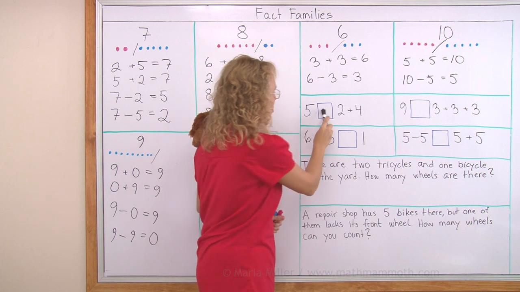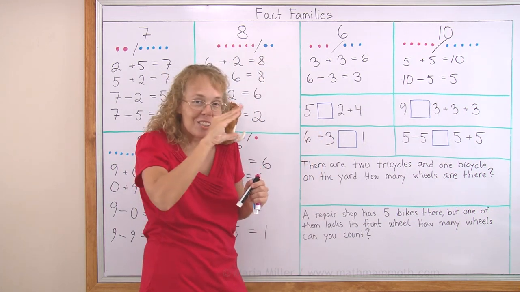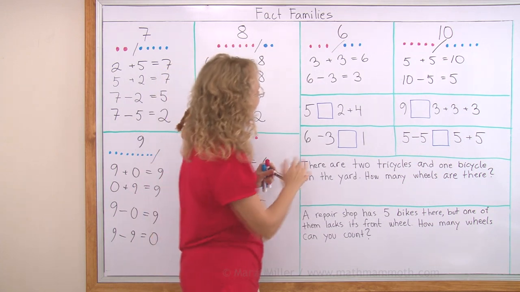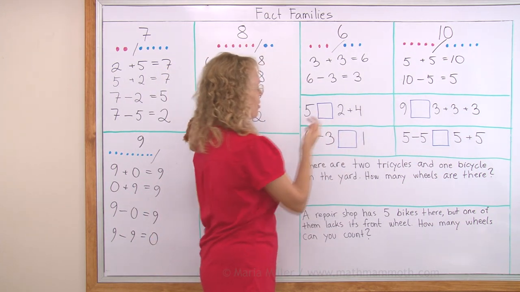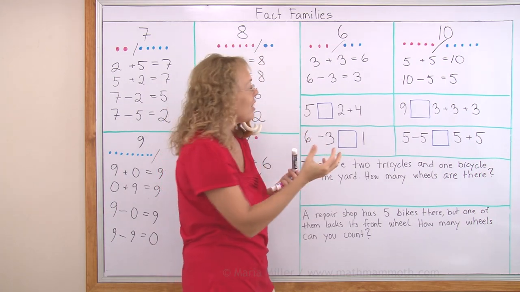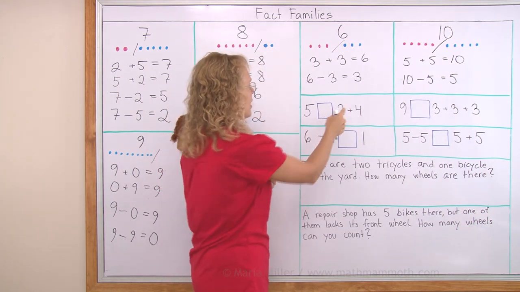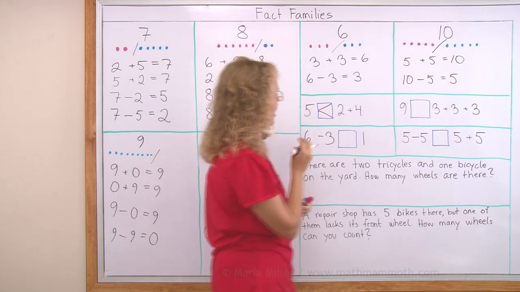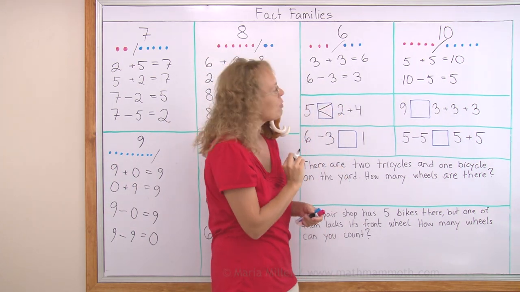Now we have these blue boxes and we need to draw the alligator's mouths in them, or mammoth mouths, whichever. 5 and 2 plus 4 on this side. How much is 2 plus 4? Or 4 plus 2? That's 6. Okay, 6 is more, right? So the mouth has to open towards the 6. 5 is less than 2 plus 4.